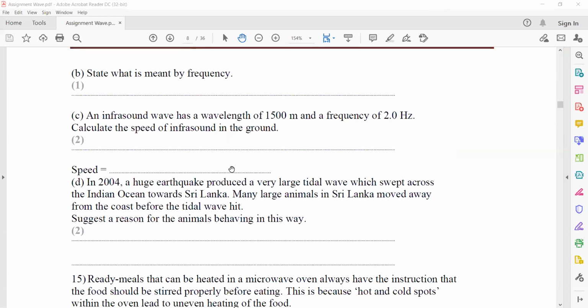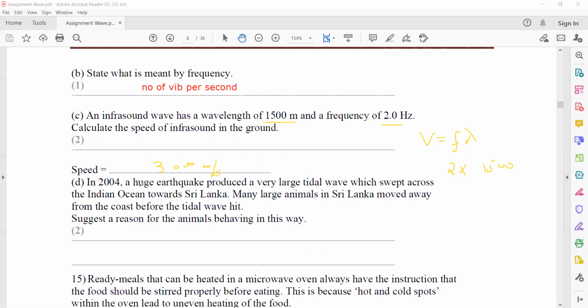What is meant by the term frequency? The term frequency means the number of vibrations in 1 second. Infrasound has a wavelength of 1500 meters and a frequency of 2 hertz. What is the speed? You have the formula v equals f lambda. Frequency is 2 and wavelength is 1500, so that equals 3000 meters per second.